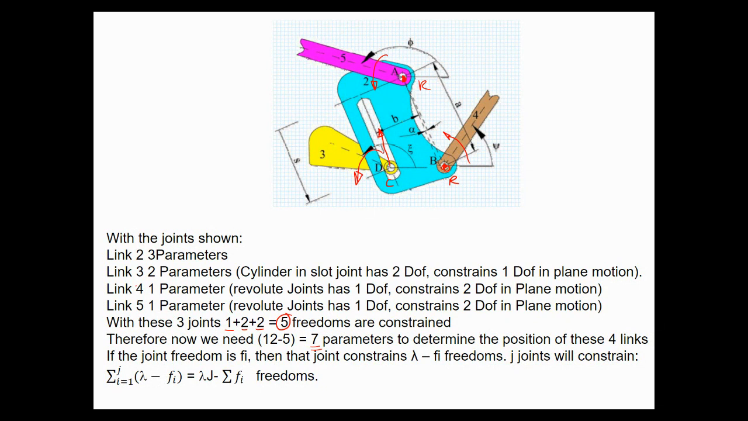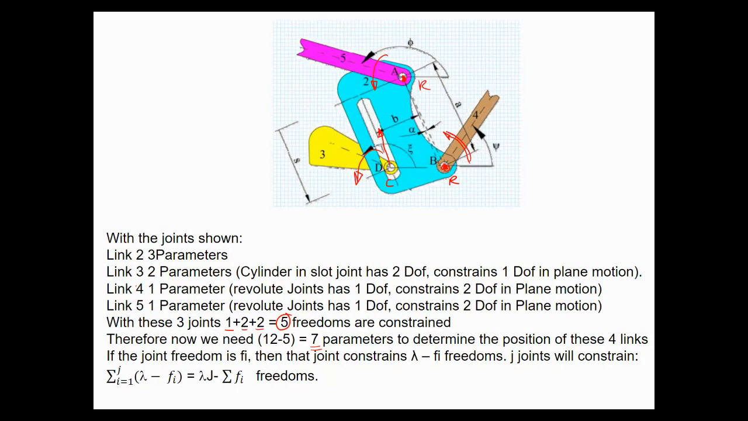Yes. Link 3 is connected to 2 by a cylindrical joint, and the cylindrical joint constrains one parameter out of this. It has 2 degrees of freedom. So it allows 2 degrees of freedom to link 3, constrains 1 degree of freedom. 4 constrains 2 degrees of freedom. And link 5, this revolute joint constrains 1 degree of freedom. This revolute joint constrains 2 degrees of freedom out of link 4.